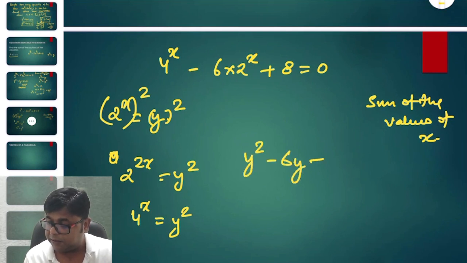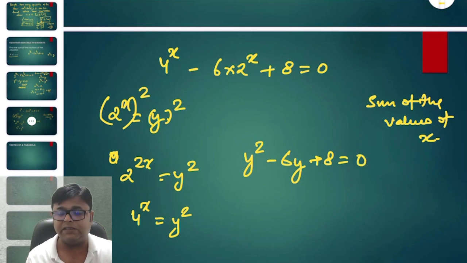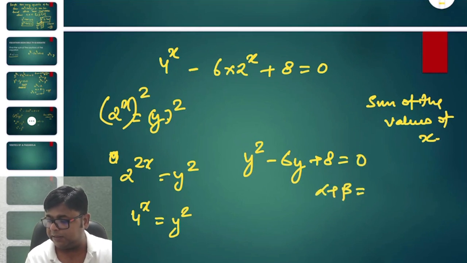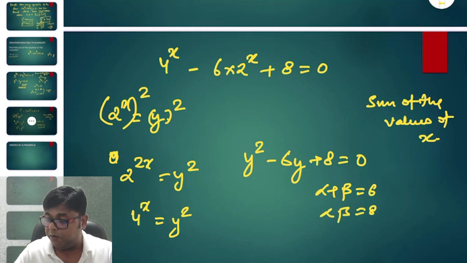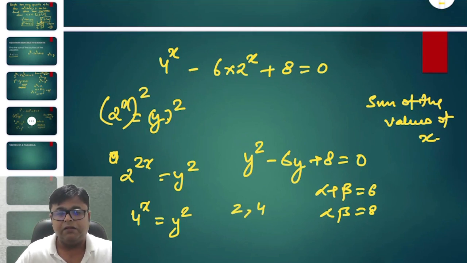y squared minus 6y plus 8 equal to 0. Now the sum of roots is 6 and the product is 8. So the roots will be 2 and 4. The value will be 2 or 4.